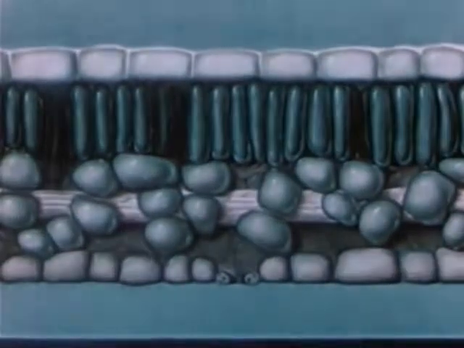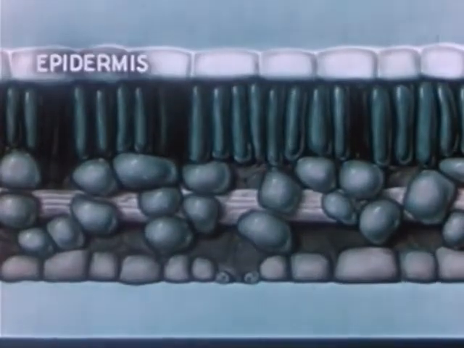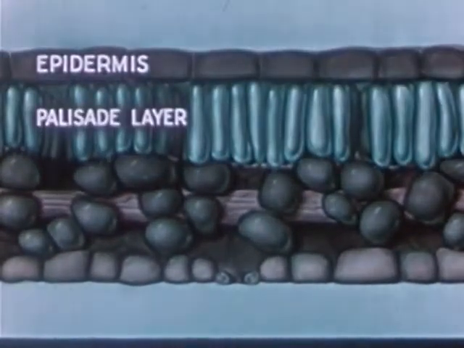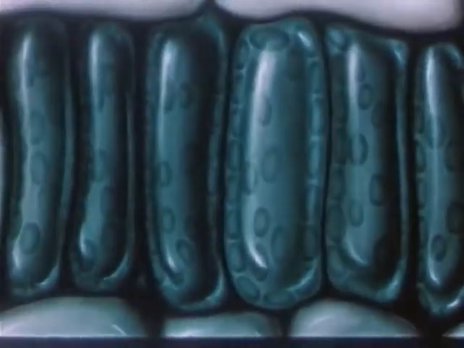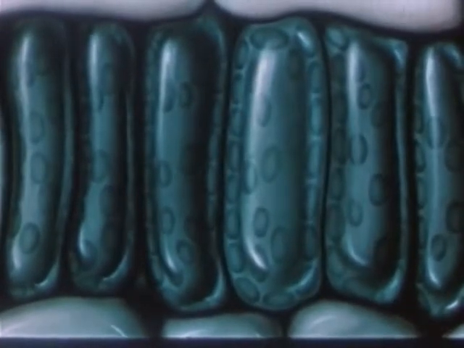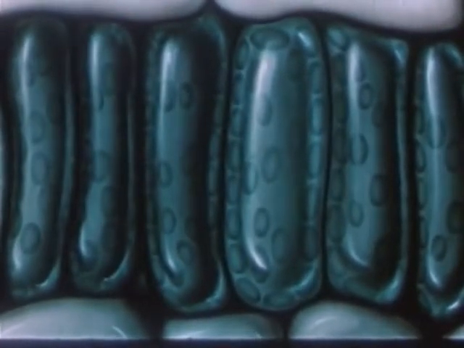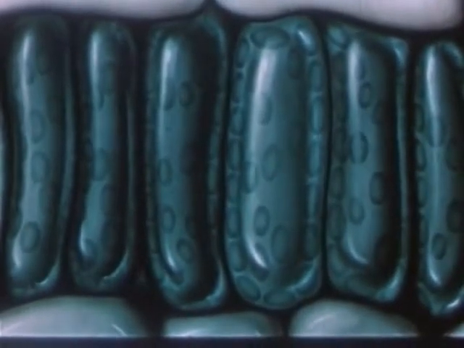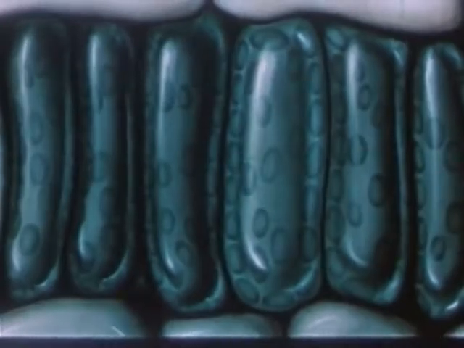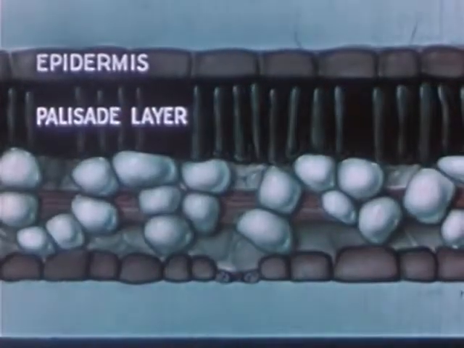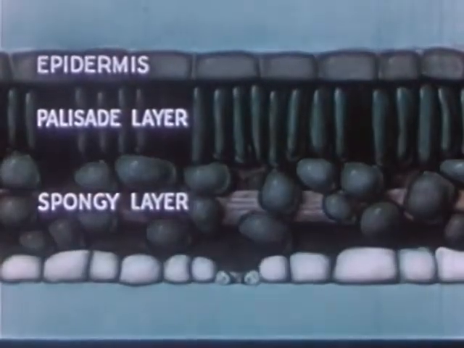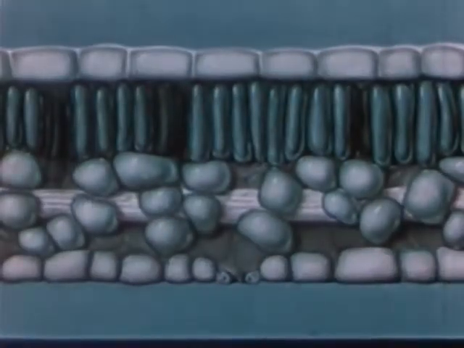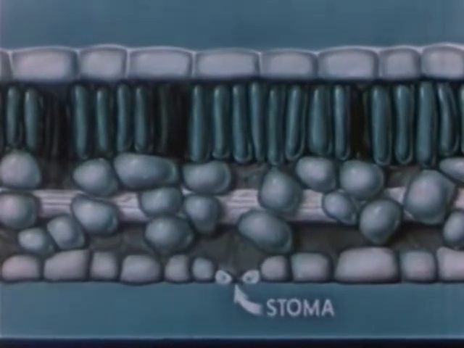Exposed to direct sunlight is the upper skin, or epidermis. Under this transparent surface is a layer of cells like palisades. In this palisade layer is concentrated most of the leaf's green coloring matter. The small green bodies here faintly seen are called chloroplasts. Under the palisade layer is a spongy storage layer, just above the lower epidermis. Here we see in cross-section a stoma or pore.